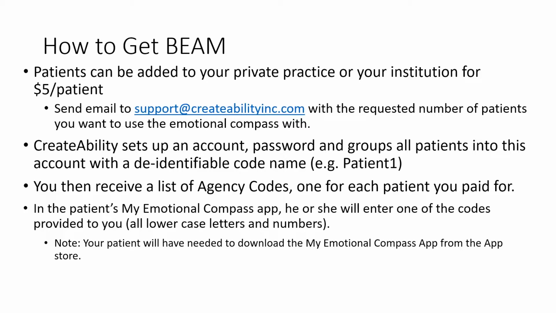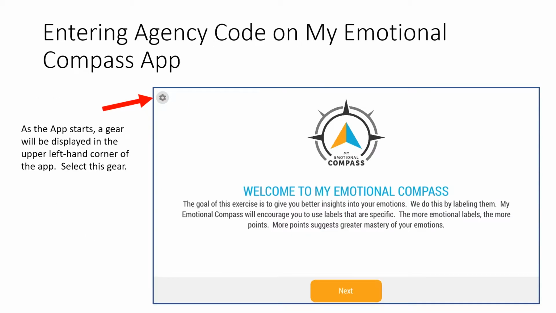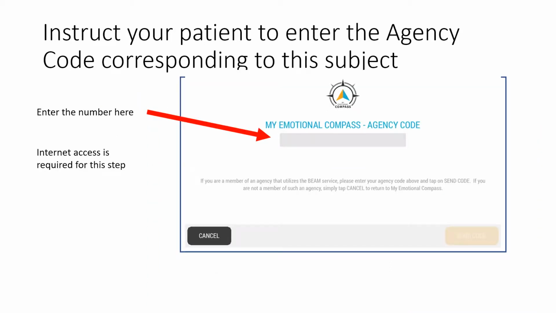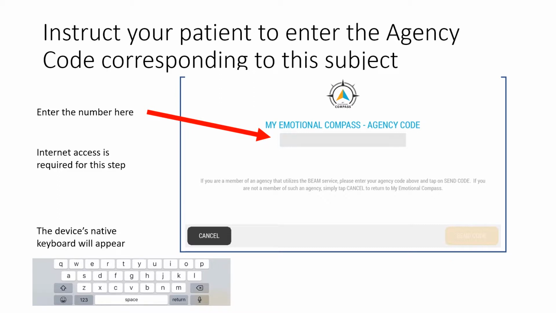In the patient's My Emotional Compass app, he or she will enter one of the codes provided to you, all lowercase letters and numbers. After the patient has installed My Emotional Compass from the App Store, the first screen they will see will have a gear in the upper left-hand corner. Simply tap on this gear to enter the agency code. Instruct your patient to enter the agency code that corresponds to them. Just tap on the text field in the middle of the page and the on-screen keyboard will pop up. Once they enter their agency code, they can tap on the Send Code button in the lower right-hand corner of the screen. Please note that internet access is required for this step.